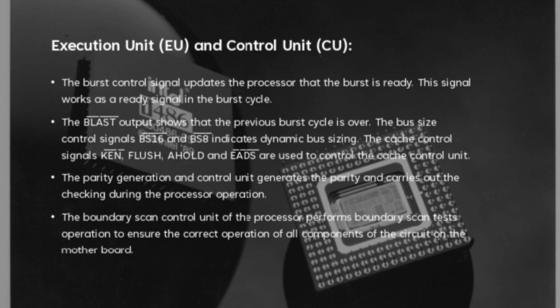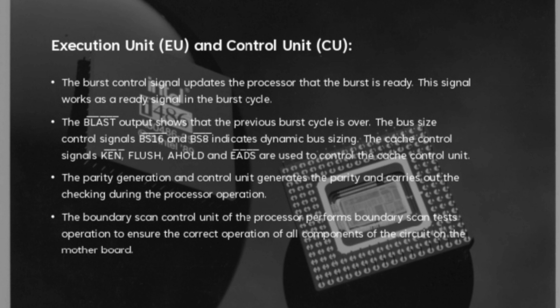Next, we are going to see the execution unit and control unit. The burst control signal updates the processor that the burst is ready. This signal works as a ready signal in the burst cycle. The blast output shows the previous burst cycle is over. The bus size control signals, that is BS16 and BS8, indicate dynamic bus sizing. The cache control signals KEN, FLUSH, AHOLD and EADS are used to control the cache control unit.